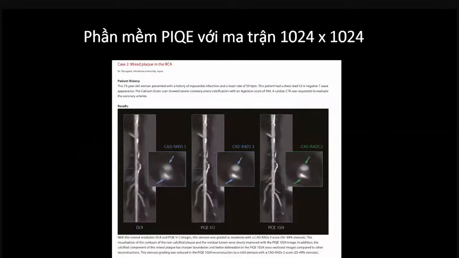And this is an image that was published by one of the Japanese users, and you can see that on the left there's deep learning reconstruction. On the right, using PEEK 512, it was classified as a CAD-RADS 3 stenosis, and on the PEEK 1024 it's been reclassified down to a CAD-RADS 2 category stenosis because of improved spatial resolution.